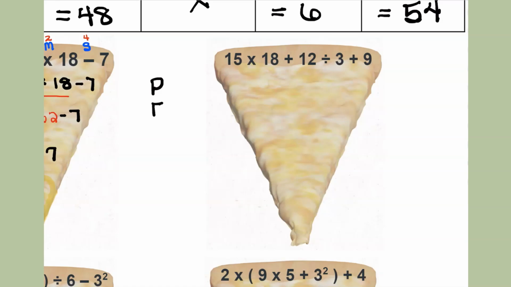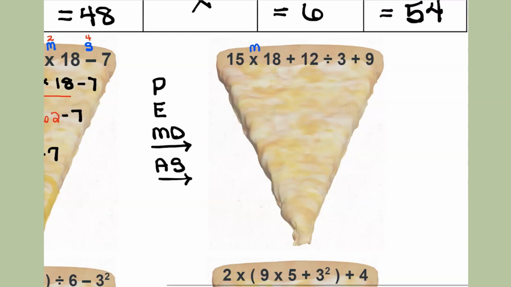Here we have multiplication, addition, division, and another addition. So what do we do first? Well, we follow our order of operations. Do we have any parentheses? No, we don't need to worry about that. Do we have any exponents? No, we don't need to worry about that either. We do have multiplication, we do have division, and we have addition.